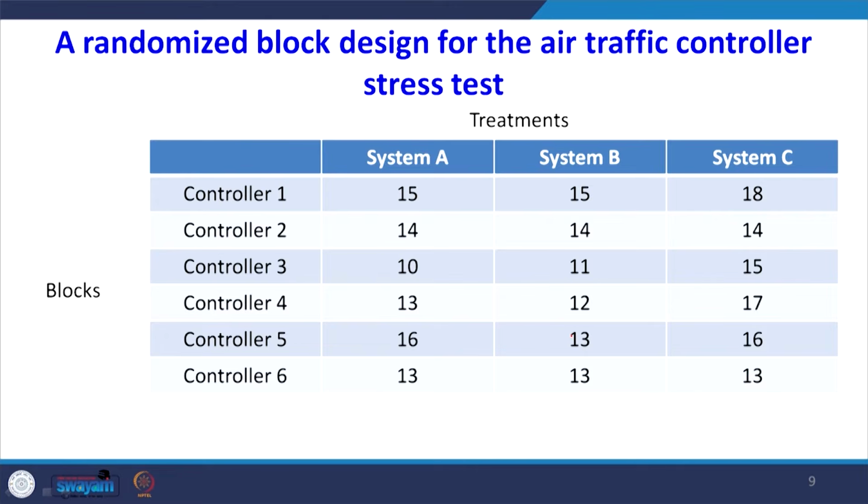There are 3 workstation designs. We call them system A, system B, system C. This is controller 1. When controller 1 is put into system A, the stress level measured is 15. When controller 1 is subjected to workstation design B, we record the stress, assuming that stress is measured by a kind of questionnaire. So, 15 is the score. The higher the score, the higher the stress. There are controller 1, controller 2, controller 3, controller 4, and so on, 6 controllers in all. Since each controller is different, they are not homogeneous, so we are going to block on controllers.